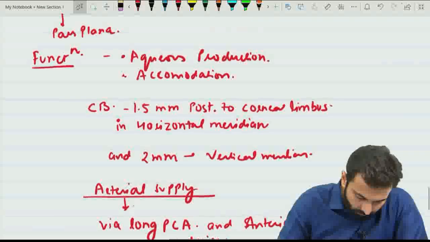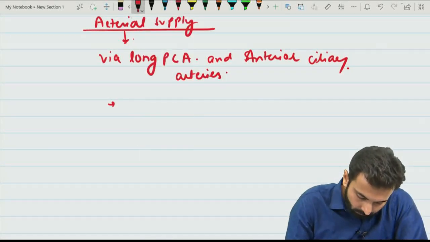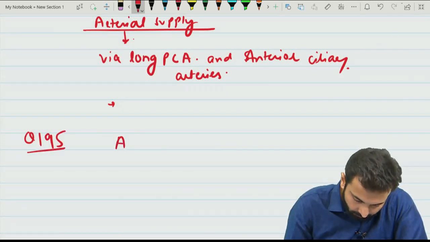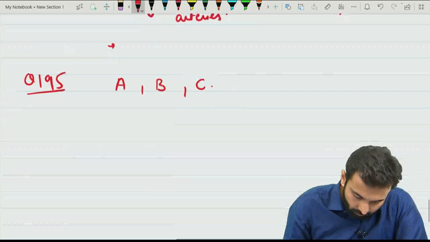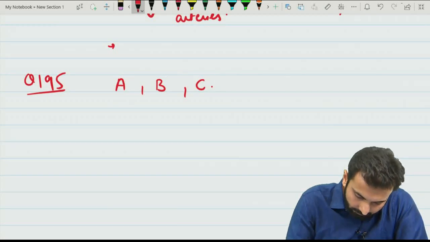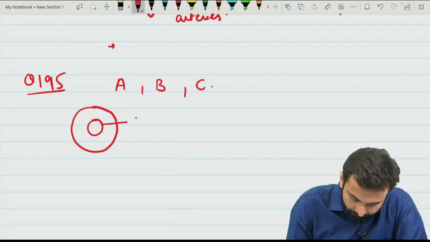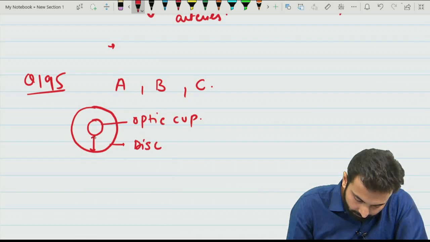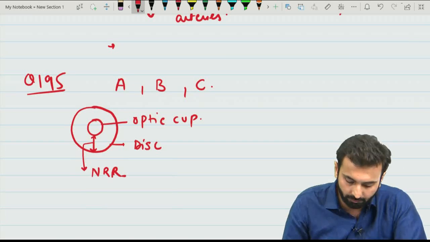So let's discuss question number 195. The correct options are option A, option B and option C. So suppose this is the optic disc, and centrally lies the optic cup. This is the optic cup and this is the optic disc. The distance between the optic cup and the disc margin is known as neuroretinal rim, NRR, right?